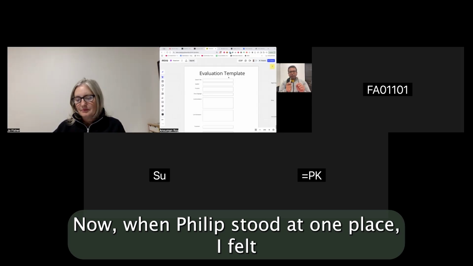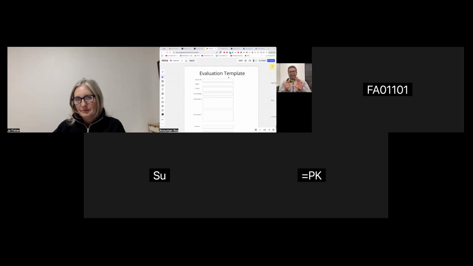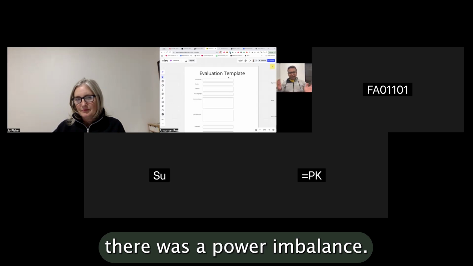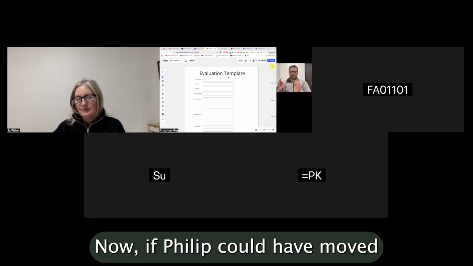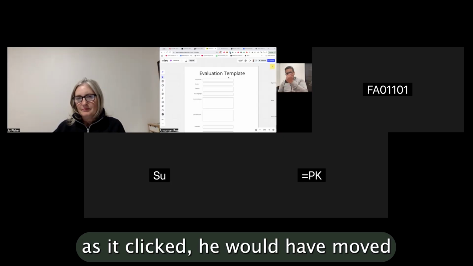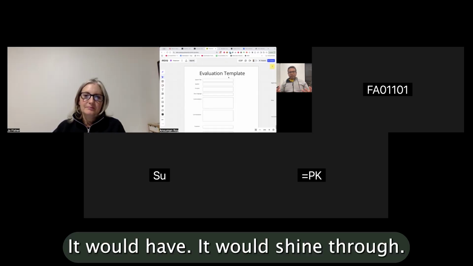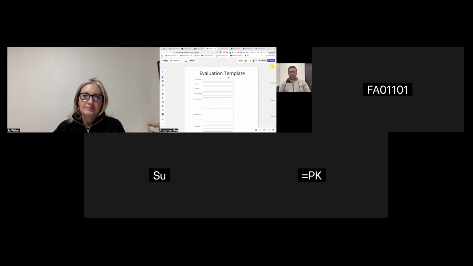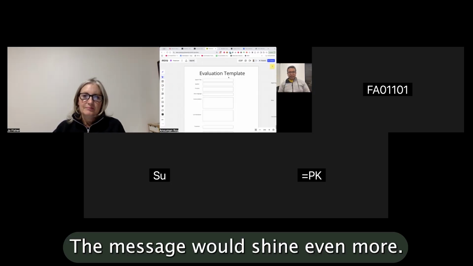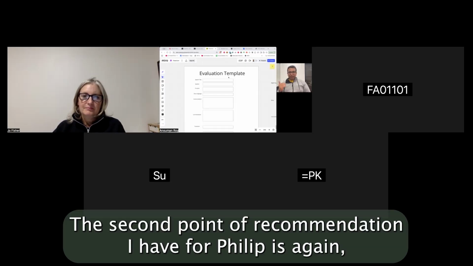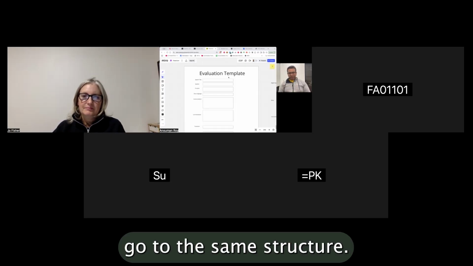Now, when Philip stood in one place, I felt the stage was all empty, and I felt there was a power imbalance. If Philip could have moved as he clicked, he would have moved to highlight his points to this side and this side. It would shine through. The message would shine even more. Then you move to the other bit. The second point of recommendation I have for Philip, again go through the same structure.